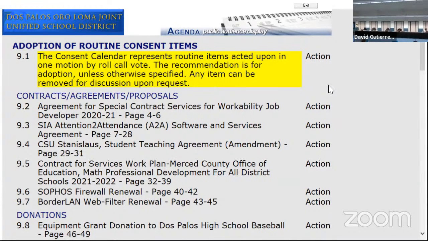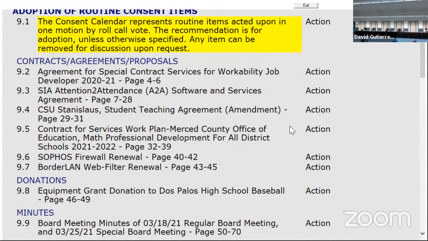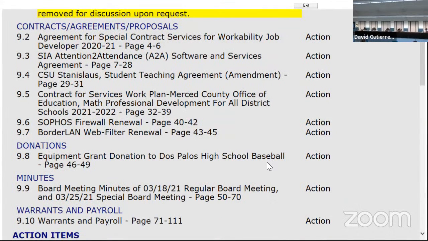9.5, contract for services work plan, Merced County Office of Education, math professional development for all district schools, 2021-2022. 9.6, SOPHOS firewall renewal. 9.7, Borderland web filter renewal. Donations: 9.8, equipment grant donation to Dallas Palace High School baseball. Minutes: 9.9, board minutes of the 3/18/21 regular board meeting and 3/25/21 special board meeting. Warrants and payroll: 9.10, warrants and payroll.